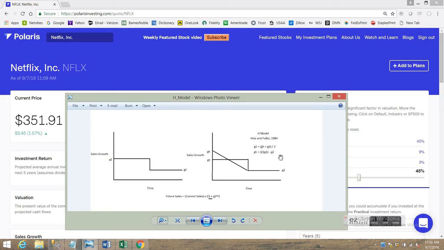There's a famous investment model out there called the H model that was created back in 1984. It goes into a lot of detail, so if you're interested in learning more about this, I'd suggest you go out and search for the paper that describes it. But it basically boils down to taking an average between the high growth you expect at the beginning and the industry standard growth that you think it'll mean revert to, dividing by 2, and that's the average that you build into your model.